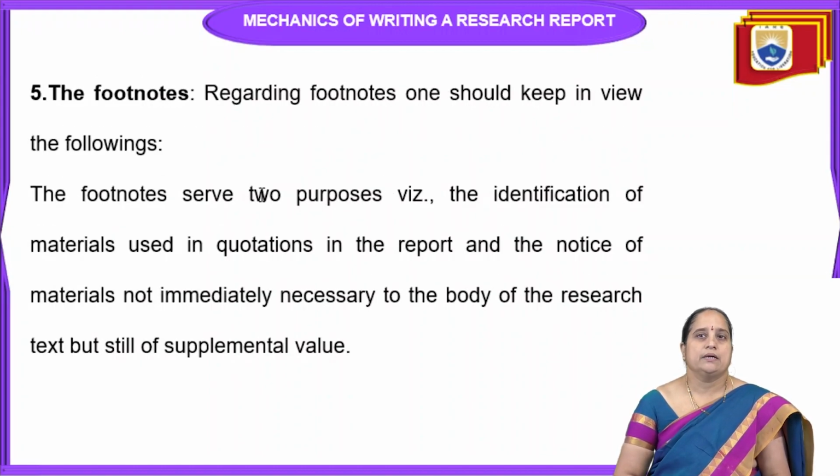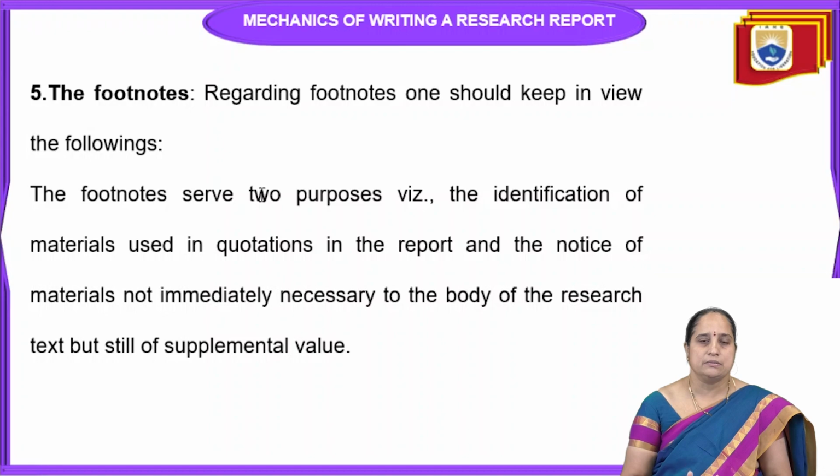Next, the footnote. Regarding footnotes, one should keep in view the following. Footnotes serve two purposes. The first is the identification of materials used in quotations in the report, and the second is the notice of materials not immediately necessary to the body of the research text but still of supplementary value. So these footnotes we are going to use somewhere in the report. Whether you are using them for immediate purpose or want to keep it as secondary data, wherever necessary, that should be specified clearly in the footnote.